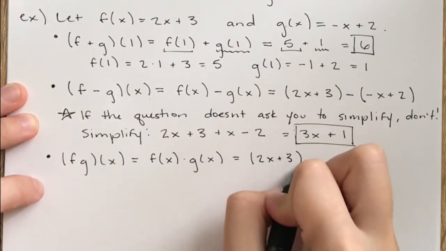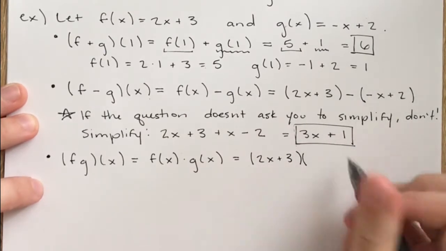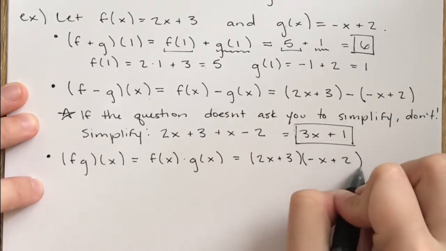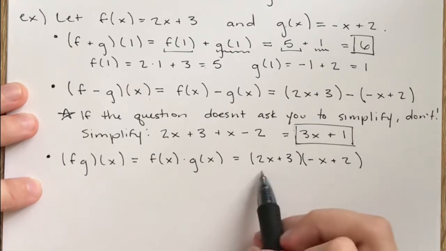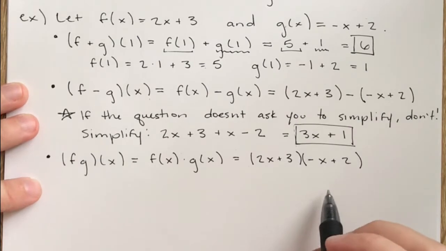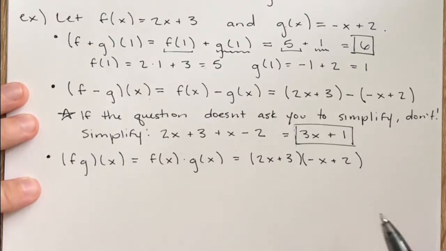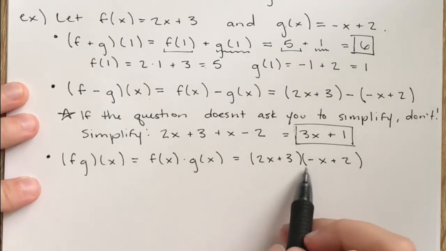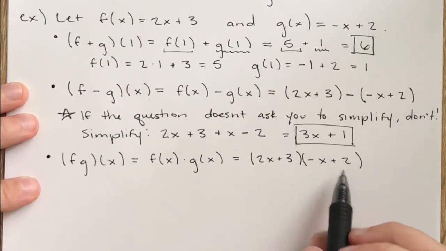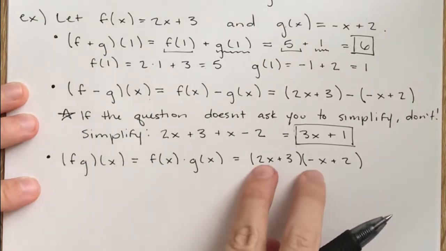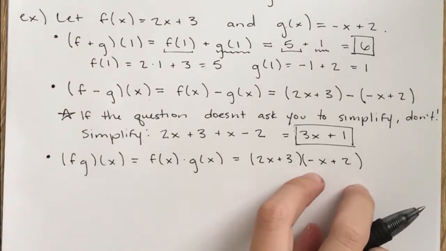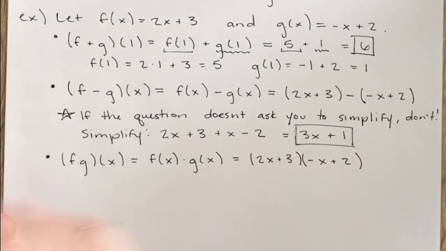Again, I need to keep these parentheses, very important here as well. G of x is negative x plus 2. I need to keep these parentheses. If I didn't have these parentheses here, it would look like I just need to multiply 3 times negative x, right? Is that what we're doing here? No, we're multiplying two binomials. In order to multiply this by this, I need to FOIL. I need to multiply these terms, and these terms, and these terms, and these terms. So we definitely want to keep these parentheses around when we're doing this.